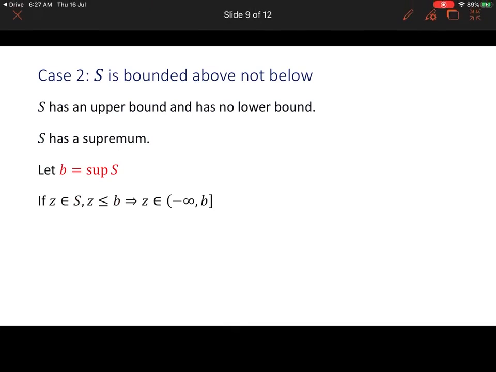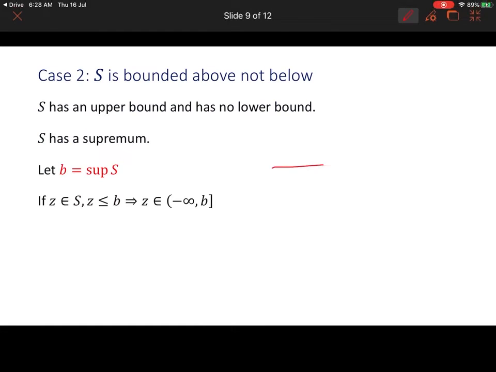Now let's take case 2. Here we have taken S is bounded above, not below. So S has no lower bound, but it has an upper bound. If there is an upper bound, it will have a supremum. So S has a supremum. I will call that supremum B, and S has no lower bound.